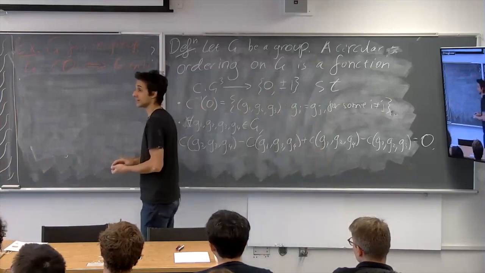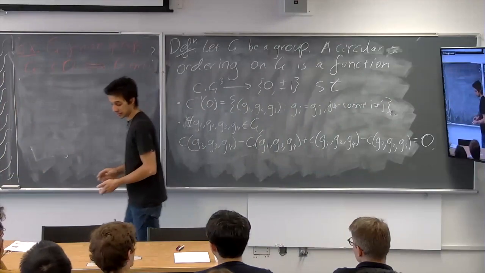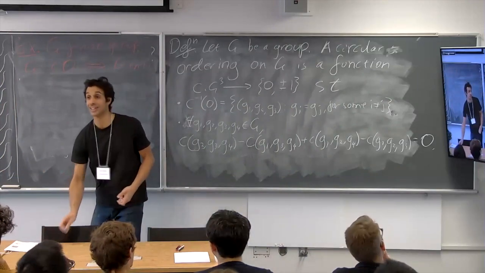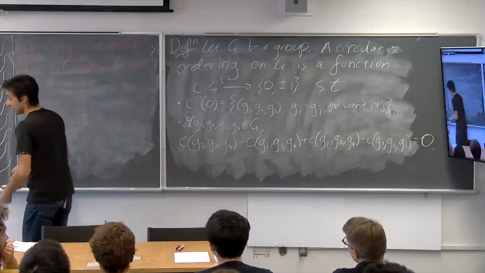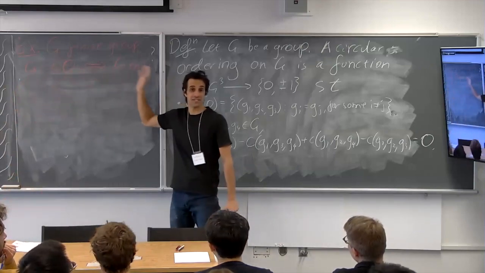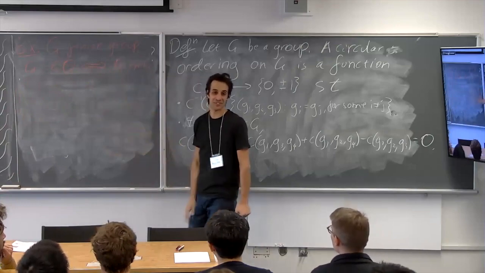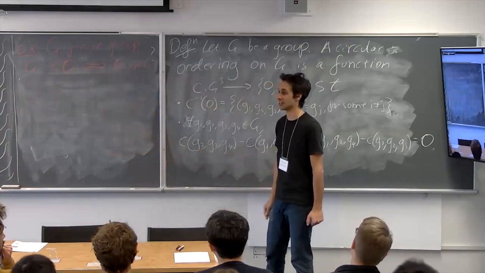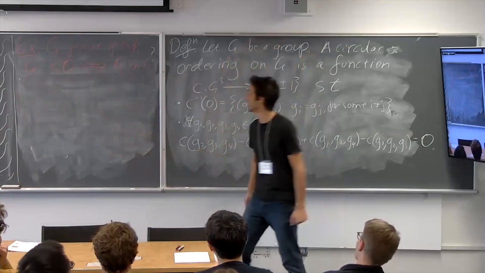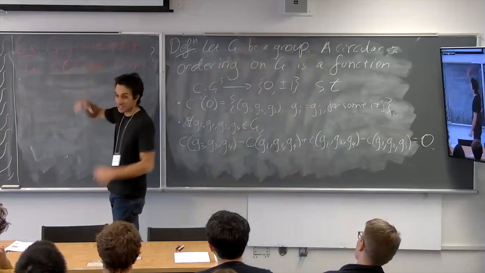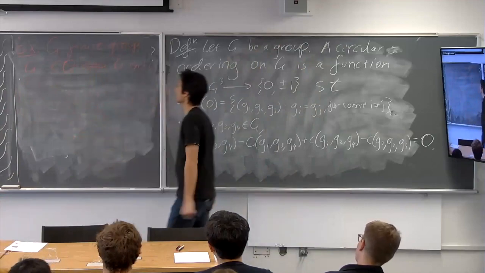Everyone sure that they see the red? They can't see the red. Sorry. Yes, but it says, I'm not going to write it again, but it says G is finite if and only if G is cyclic. Sorry. Yeah, so that's a false statement. Finite group, G is circularly orderable if and only if G is cyclic.